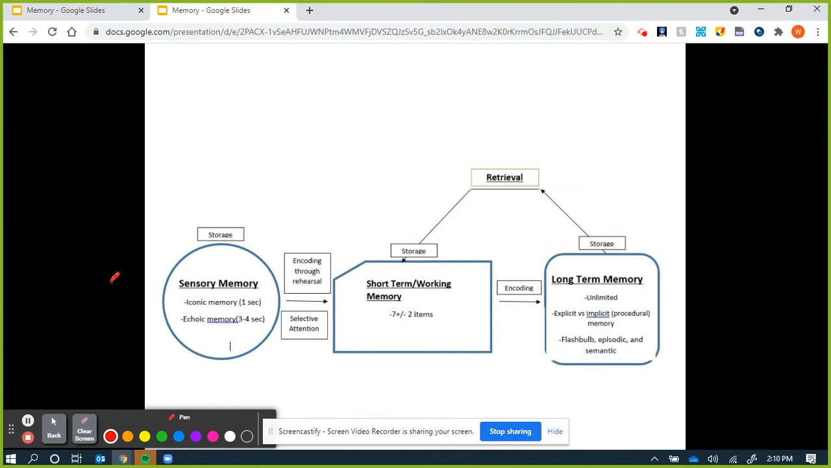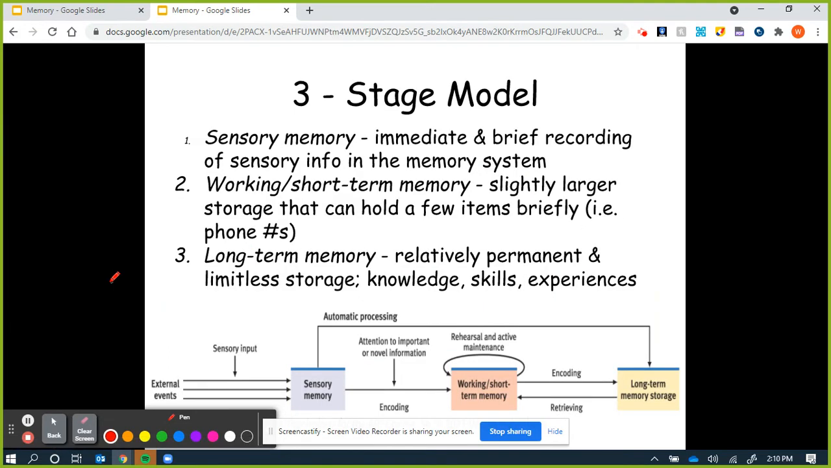All right, so the 3-stage model looks at the 3 different levels of storage. It includes sensory memory, we'll talk more about that, working memory, and long-term memory. You can see how information is encoded from sensory memory into short-term or working memory, and then it's encoded again into long-term storage. From long-term storage, we then have to retrieve it into conscious awareness, which is our working memory.